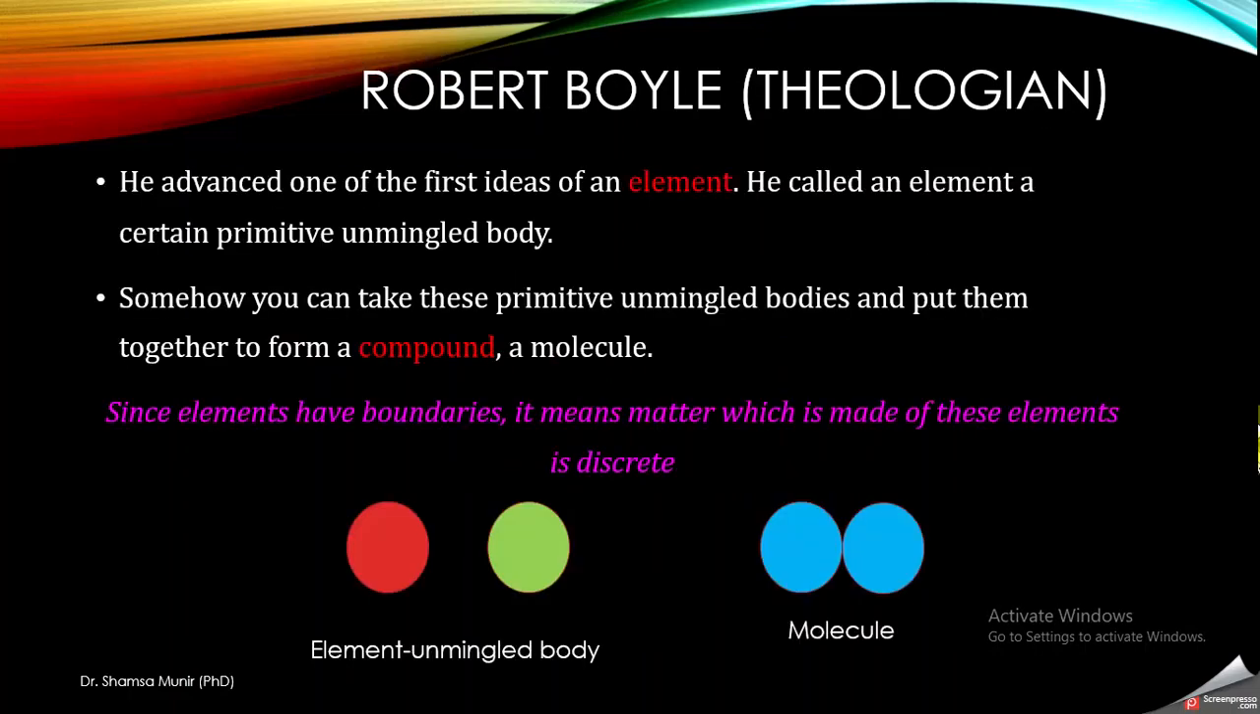So the first of these observations was by Robert Boyle. He was a theologian, and he gave the idea of the element. He said that an element is the smallest, certain unmingled body in matter, and if two unmingled bodies, or two elements, combine together, they form a molecule or compound. Since the elements have boundaries and a certain mass, it means they are discrete. And if matter is composed of elements, then matter has a discrete nature; it's not a continuum.